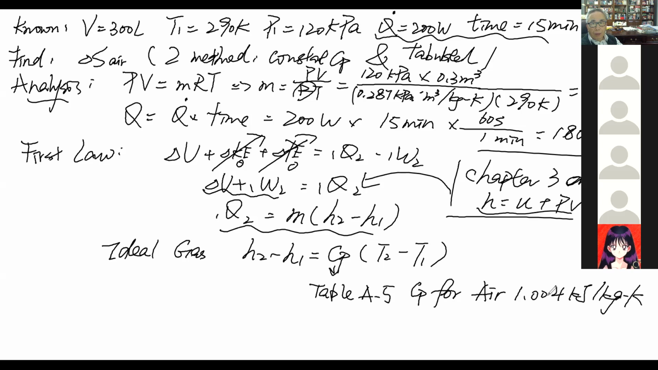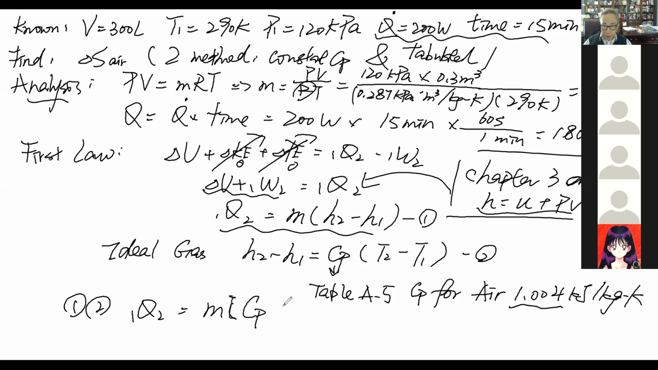Okay, so all we need to do is plug this number in this equation. Q12 equals M times Cp times T2 minus T1. We know this, we know this, we know this, and we know the temperature T1. Then we can get T2. This is for the first method, which is we use the constant Cp.